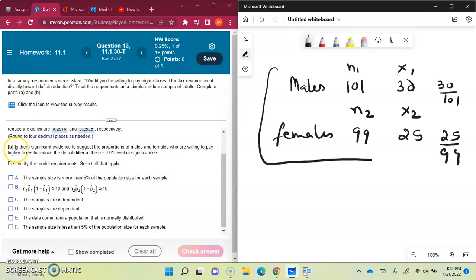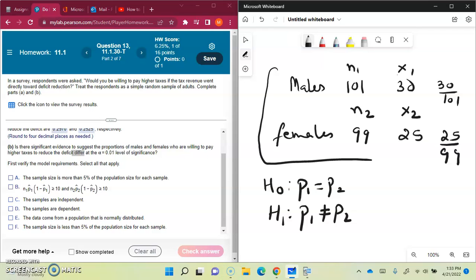Is there significant evidence to suggest the proportion of males and females who are willing to pay taxes to reduce the deficit differ? So here is the test, right? Here is the claim that they are different. So H naught would be that proportions are equal. H1 is always something different, so either different or less or more. In this case, they are asking to test a difference. So that is your alternate hypothesis.